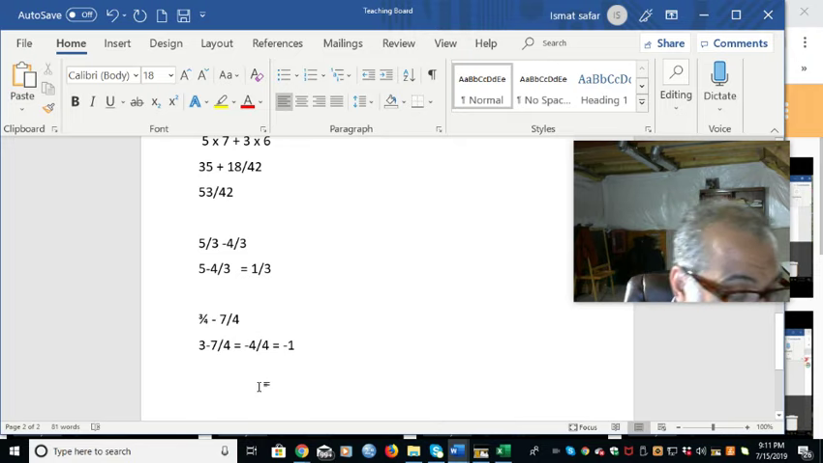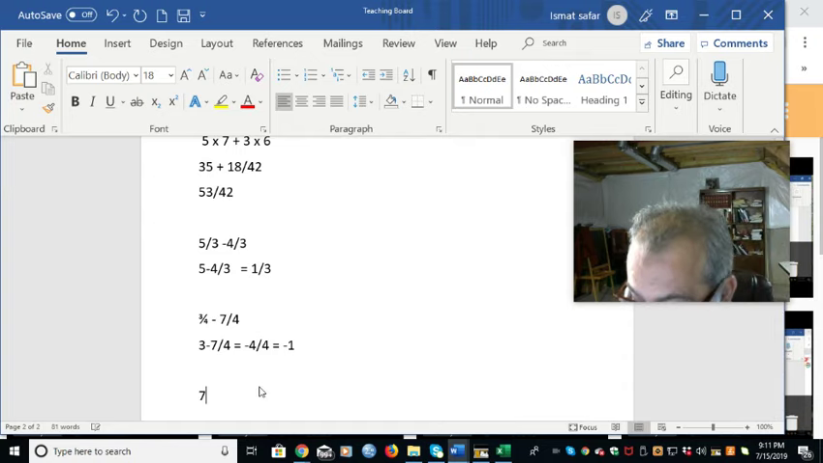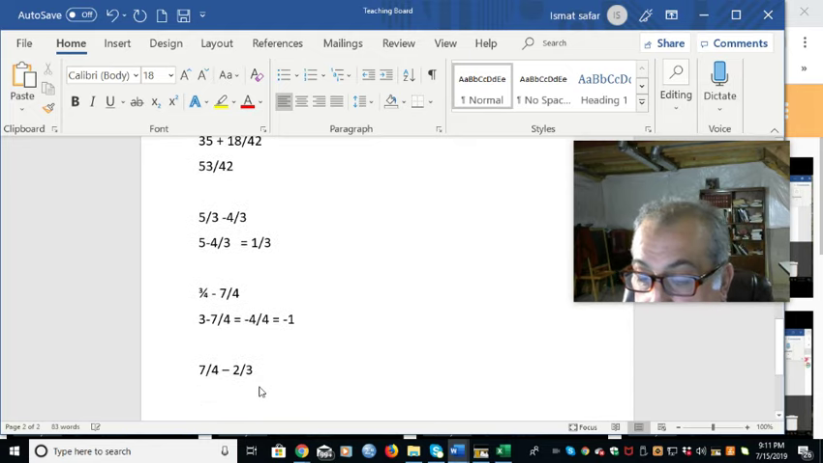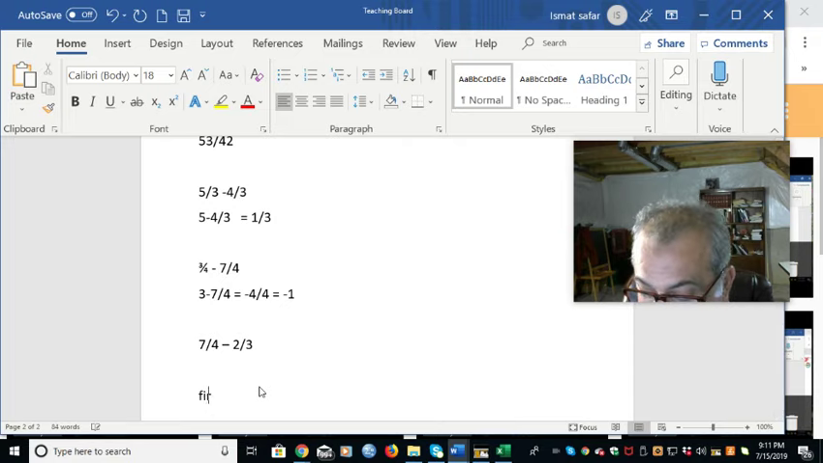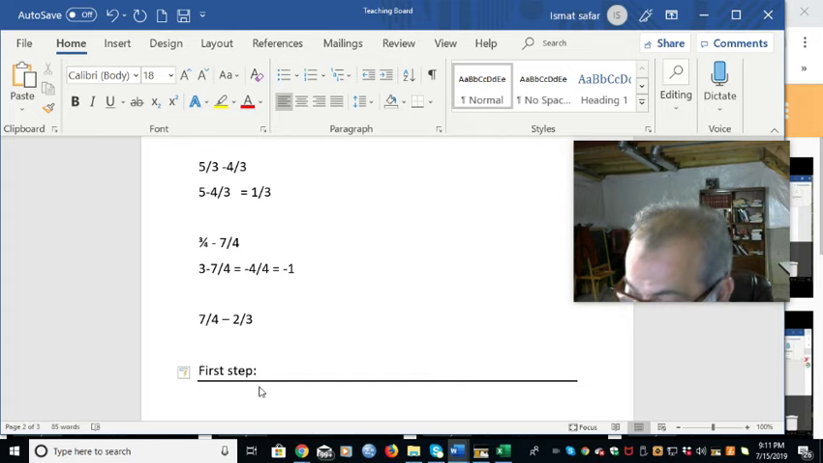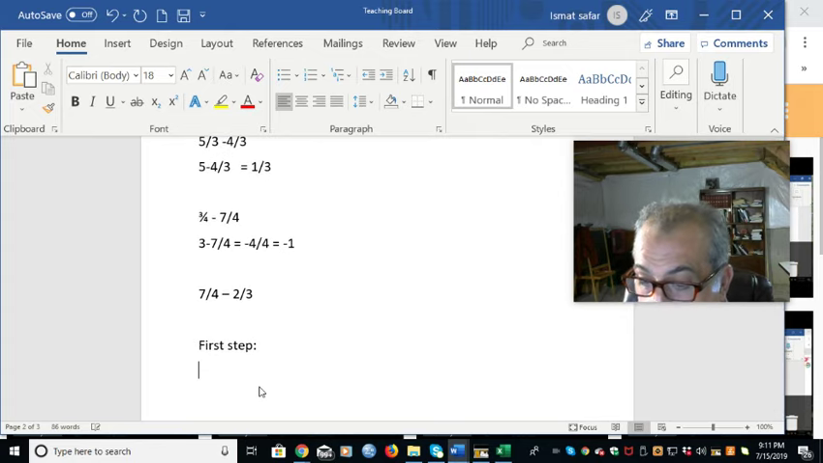Now, what if we have different numbers at the bottom? For example, if we have 7 divided by 4 minus 2 divided by 3. How do we do that? First step, like we did in addition, is to multiply the bottoms. At the bottom, 4 times 3 is 12, right?